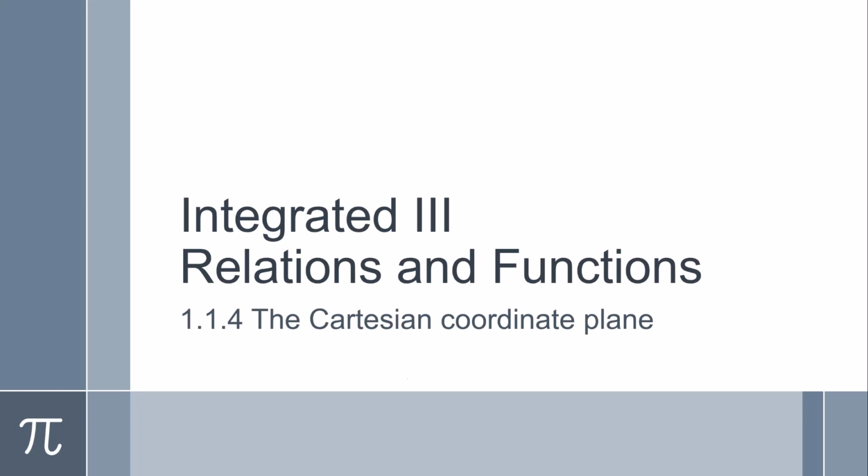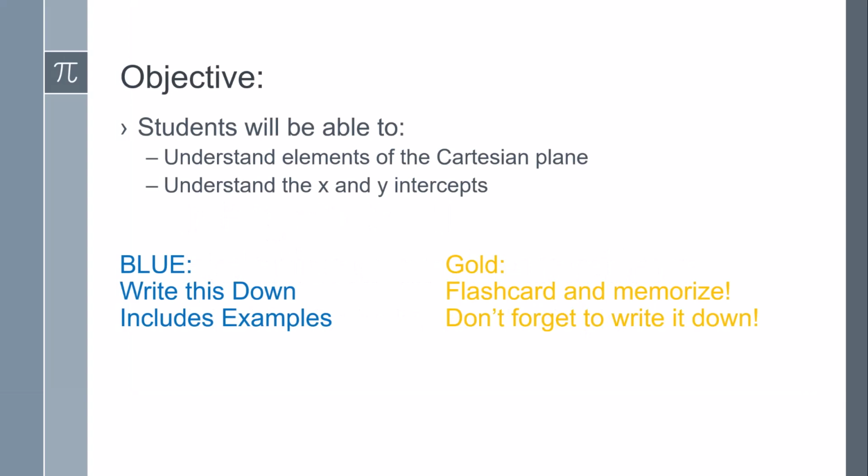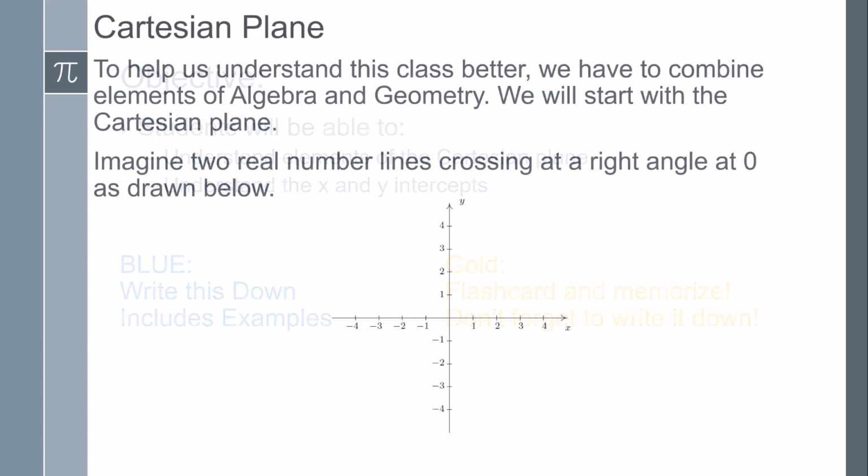This is 114, and we're going to take a look at the Cartesian coordinate plane. So in this lesson, you're going to be able to understand the elements of the coordinate plane and understand the x and y intercepts. To help us understand this class better, we have to combine elements of algebra and geometry.